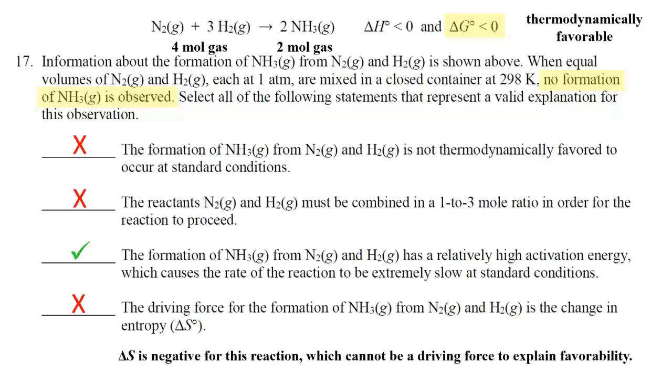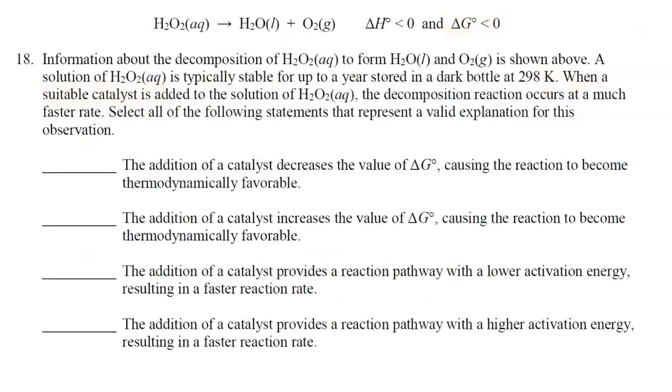Most likely it's under kinetic control, where the rate of the reaction is extremely slow, and that's usually explained by a relatively high activation energy. Now let's take a look at question 18. Here we have a different chemical reaction involving hydrogen peroxide, H2O2, and it's decomposing to produce liquid water, H2O, and oxygen gas, O2. We are told that the delta H and the delta G are both negative for this reaction under standard conditions, so that means it's exothermic and it is thermodynamically favored to occur.